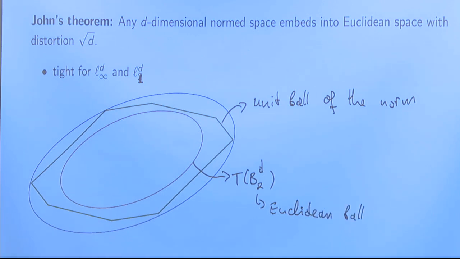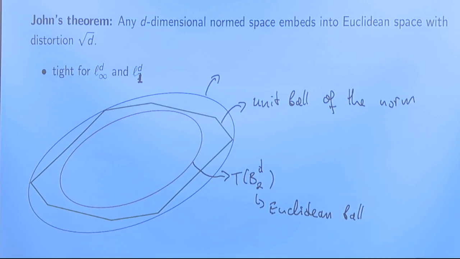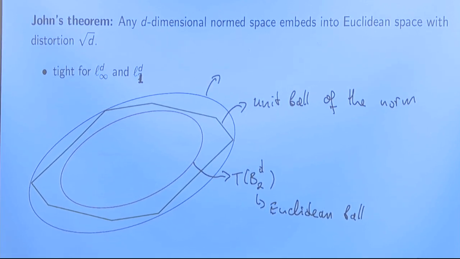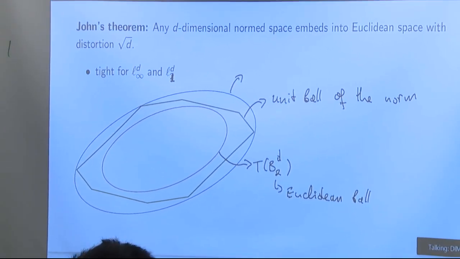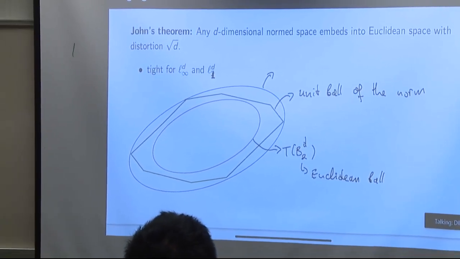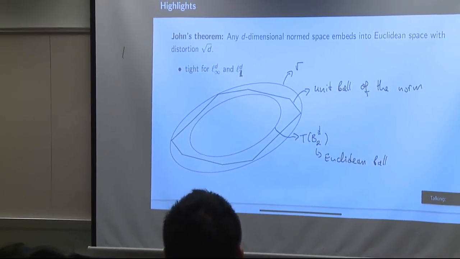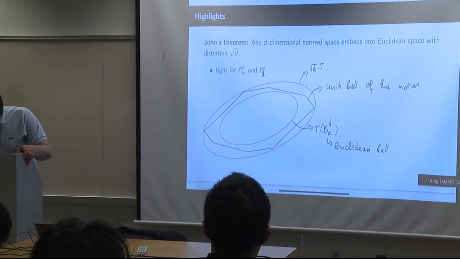Okay. And then if I scale this ellipsoid that I get by applying this linear map to the Euclidean ball by a square root of d factor, I end up with something that contains the unit ball of the norm. So I can find an ellipsoid that's contained in the unit ball of the norm. If I scale it up by a square root of d factor, it contains the unit ball of the norm. So this is square root of d times the same ellipsoid.